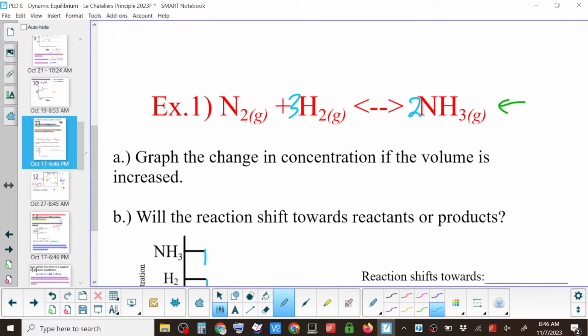Right. So how many particles are on this side? 4, and this side is 2. So we're going to see a big shift in direction. If we increase the volume, what's going to happen to the concentration of every species? Decrease. So that's the spike down. So that's why they go down first.